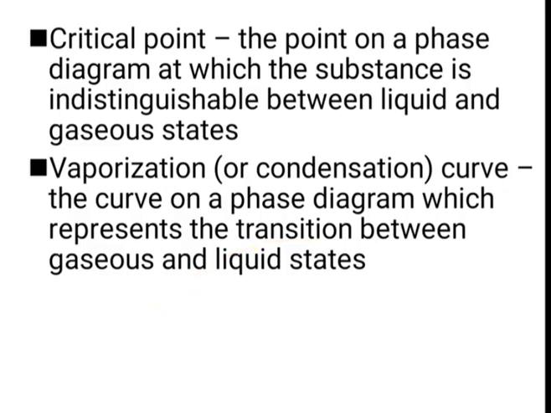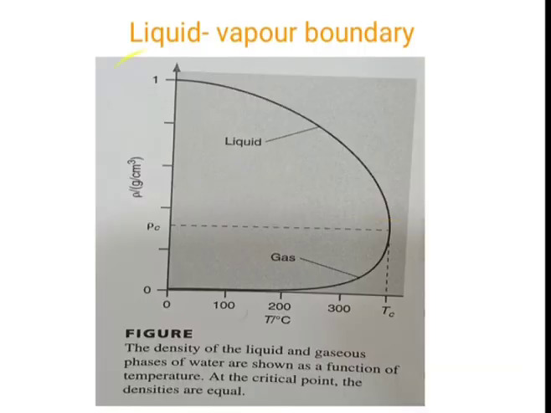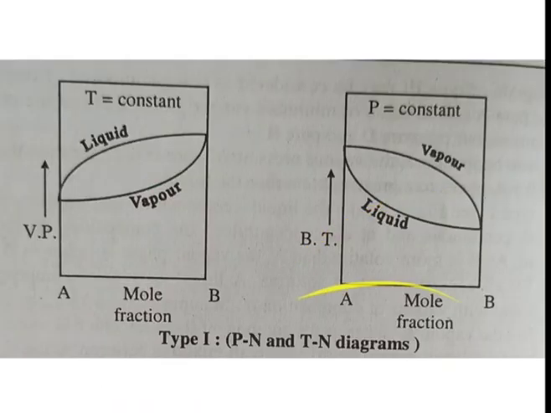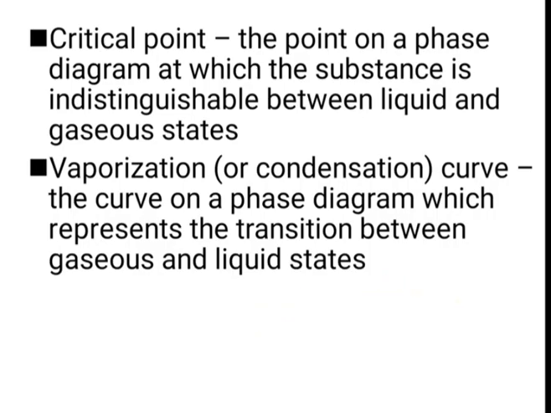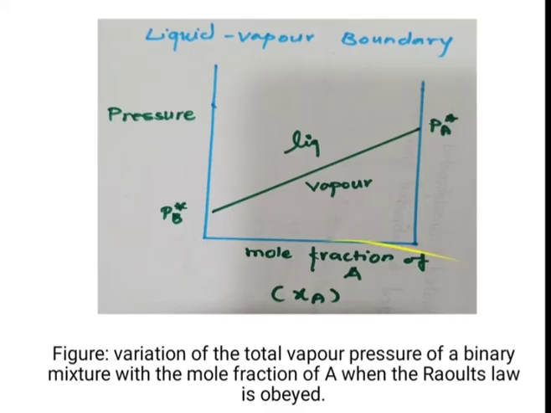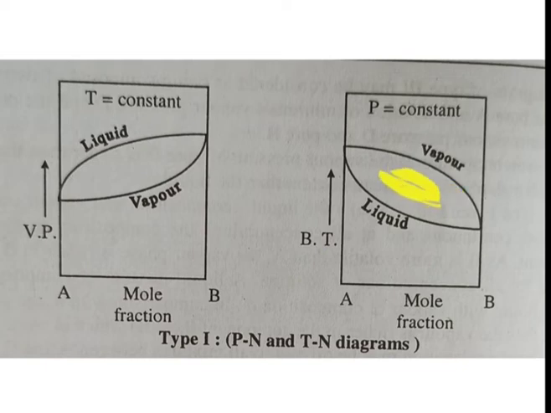Now, the critical point: the point on a phase diagram at which the substance is indistinguishable between liquid and gaseous state. So, we have seen the liquid vapor boundary. For liquid boundaries, as we have seen, the critical point is the point at which the substance is indistinguishable between liquid and gaseous state. That means here this is the mixture, vapor plus liquid. So, we cannot identify in this region the vapor and the liquid separately, because this is the mixture.